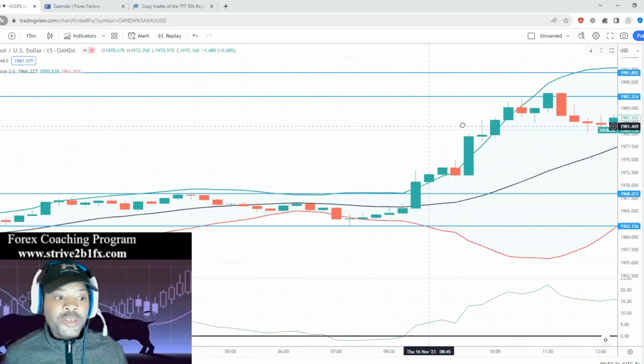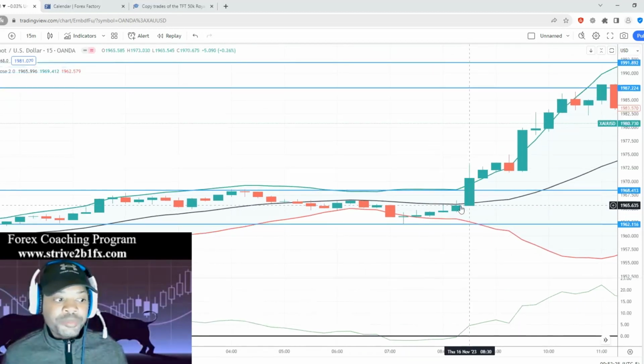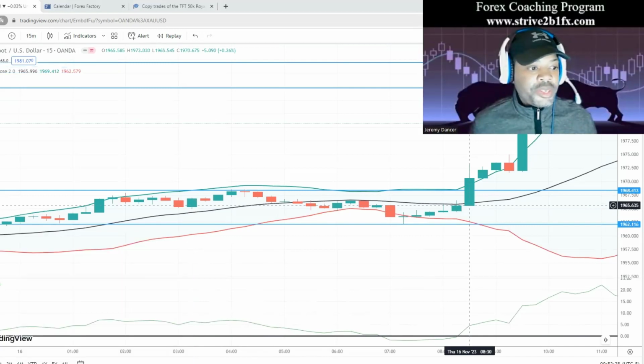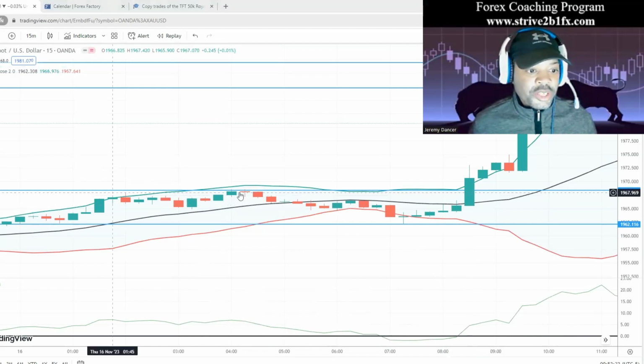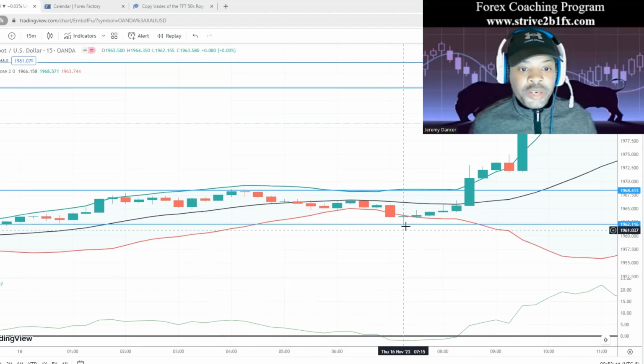All right, so here's another beautiful situation. So you have this unique situation with all this consolidation, right? So we would have had a buy stop around this area right here, and we would have had a sell stop around this area right here.